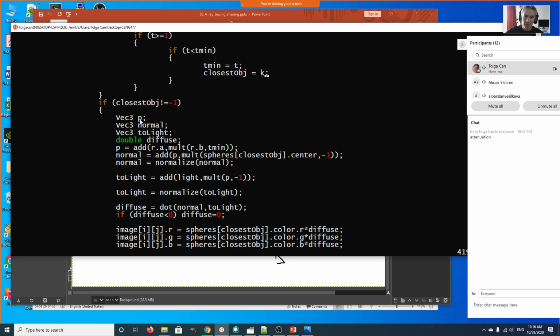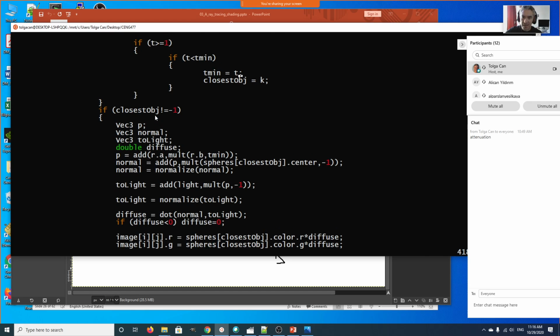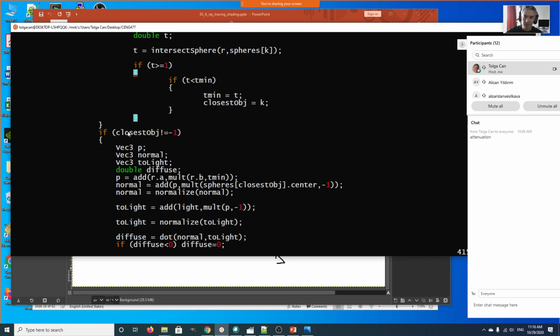So this vector P is, right now all I have is, at this point, after I find the closest object, the only two things that I record are the parameter T, at which point on the ray I intersect, and the ID of the sphere that I'm intersecting. It's sphere K being intersected with this ray. So first of all, I need to find the coordinate of the point on the sphere. Then I need to form these normal and to-light vectors to compute this diffuse coefficient.